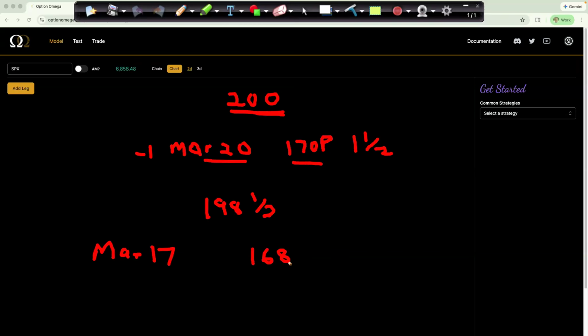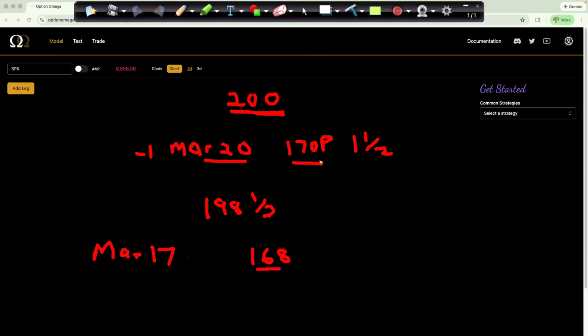Question. You ready? We'll see who ate too much food for lunch or who didn't. What's the intrinsic value of this? So what did I do? And I'll answer the question. We're 3 days before expiration, March 17. The stock has gone from 200 to 168. How many have heard that term? What would be the intrinsic value? Stock went from 200 to 168.